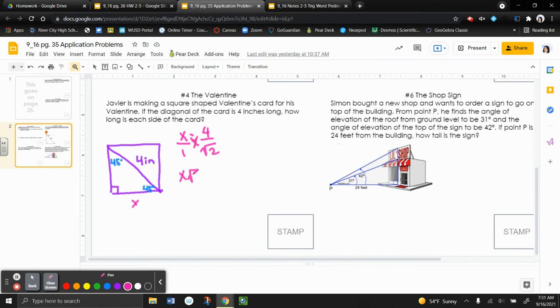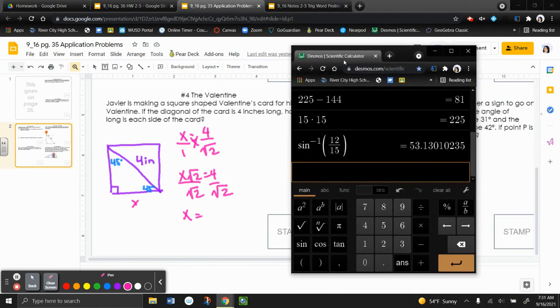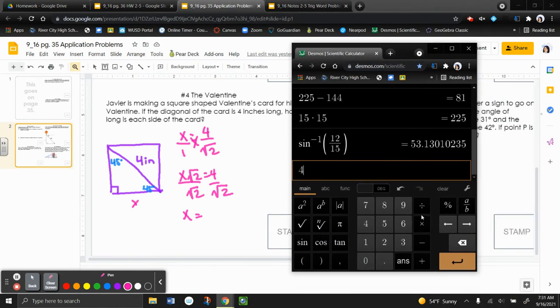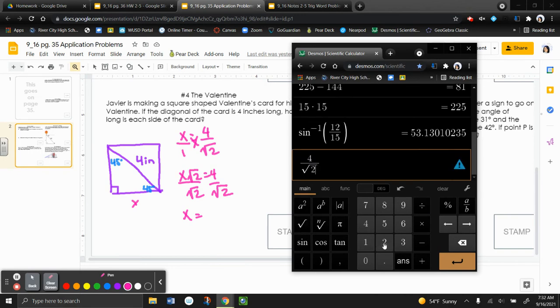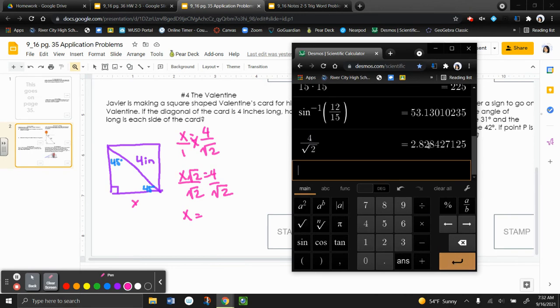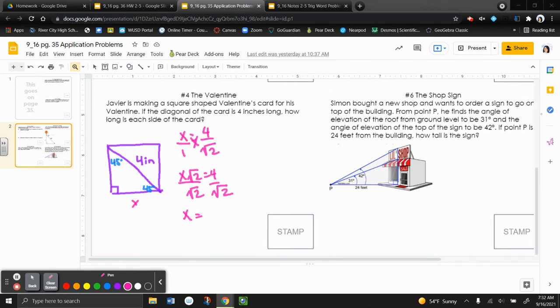So x root 2 is equal to 4, and divide by the square root of 2. So since this is a word problem, I do just want an approximate answer. So actually what we can do, without having to rationalize our denominator, is just say 4 divided by the square root of 2. We get 2.83. So each side of the card is 2.83 inches.